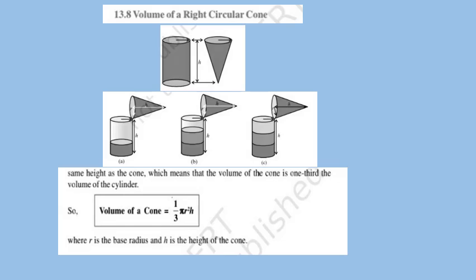Now if you want to write the volume of the cone, that equals 1/3 of the volume of the cylinder, that is 1/3 pi r square h. So this is the volume of the cone, 1/3 pi r square h, where r is the base radius and h is the height of the cone.